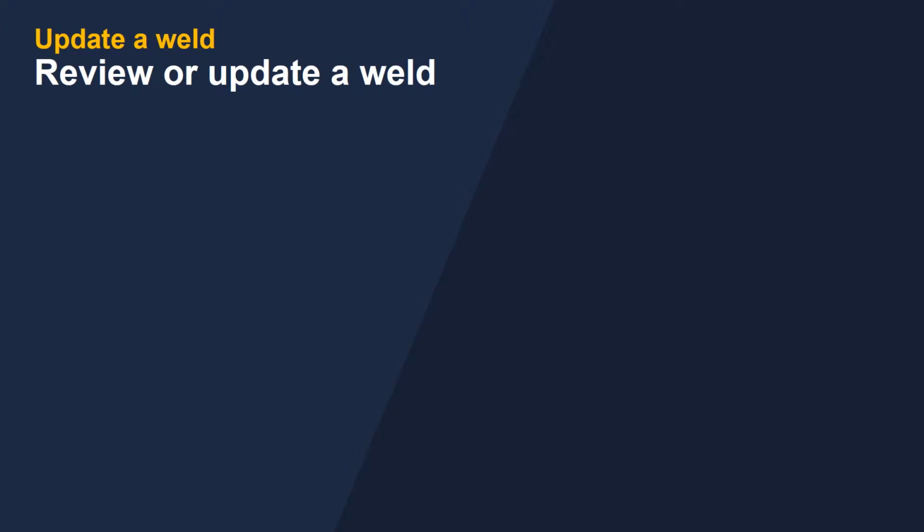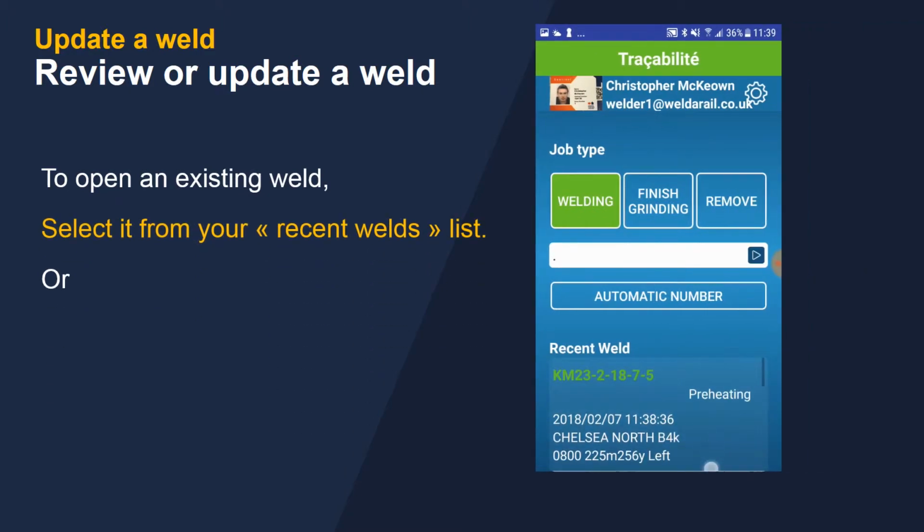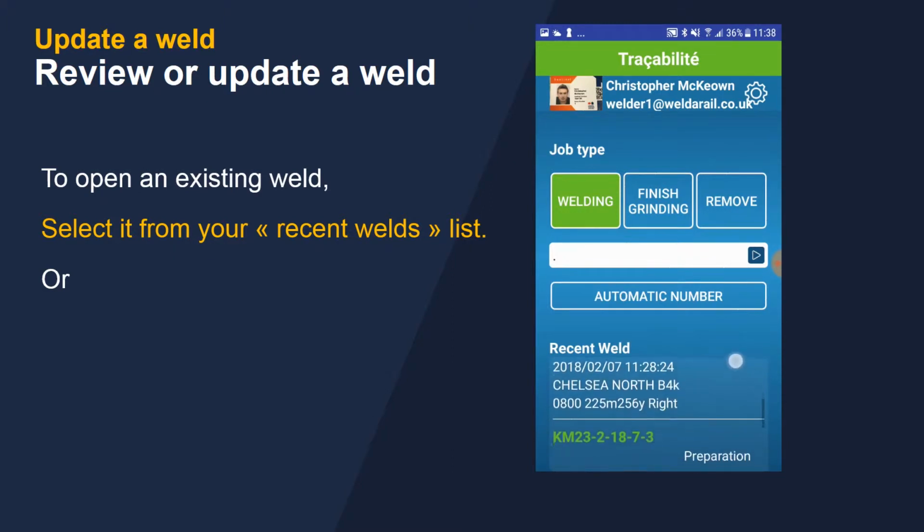Now let's see how it works. To open an existing weld, you have two possibilities. The easiest one is to open it from the recent weld list. It is possible if you have casted the weld by yourself not long ago.